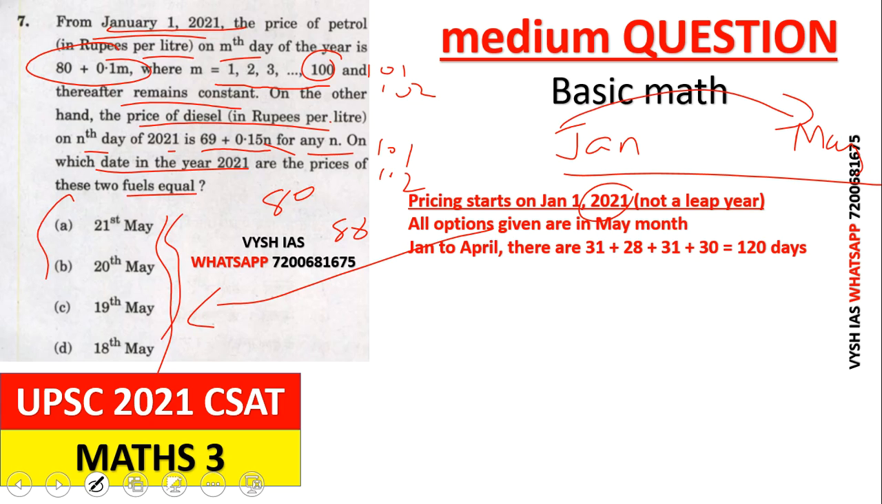Because one of these is the answer. Obviously, one of these is the answer, meaning the answer is going to be in the month of May only, because they ask which date of the year, and as per the options it is in May. So we sit and calculate.